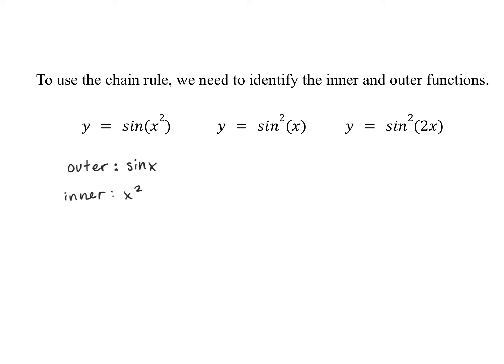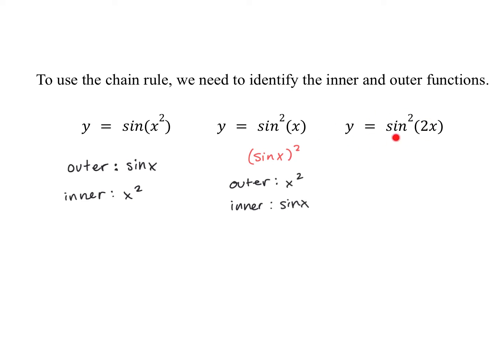Now, if you look at the second one, it looks very similar, but you'll notice that here our sine function is being squared. So if we think of it this way, we can see that our outer function in this case is actually the quadratic, and the inner is that trig function.